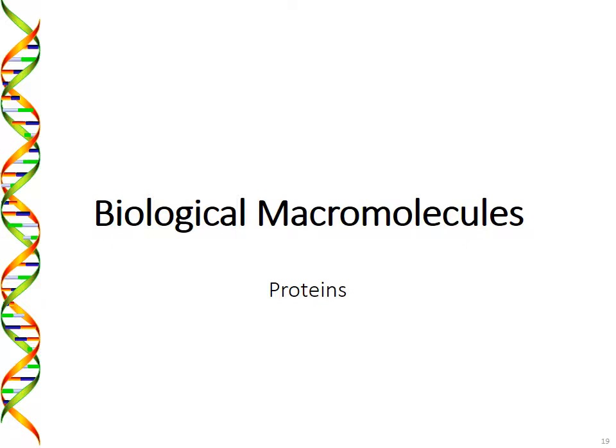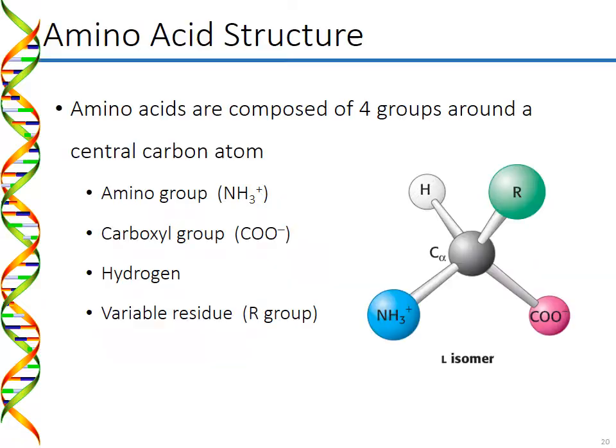Next, let's take a quick look at proteins. The structure of an amino acid is comprised of 4 different groups that are covalently bound to a central carbon atom. These are the amino group, the carboxyl group, the hydrogen, and a variable group, usually referred to as R, that differs between each amino acid. The R group is what defines the amino acid and differentiates it from all the other amino acids.